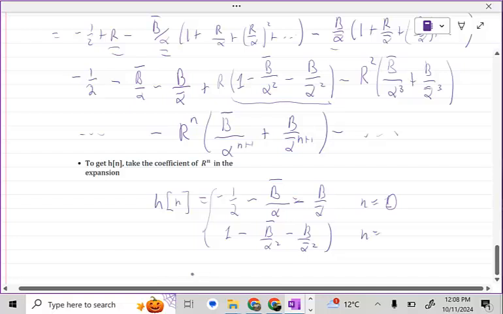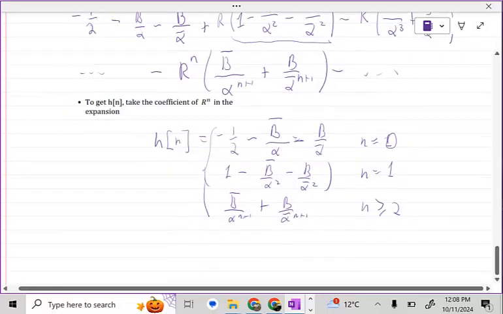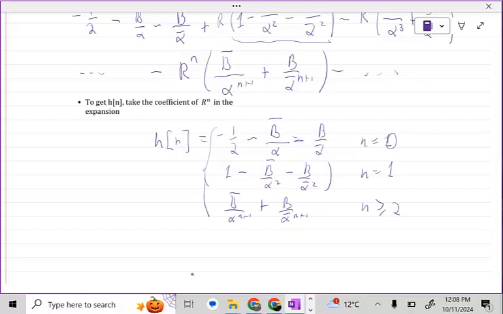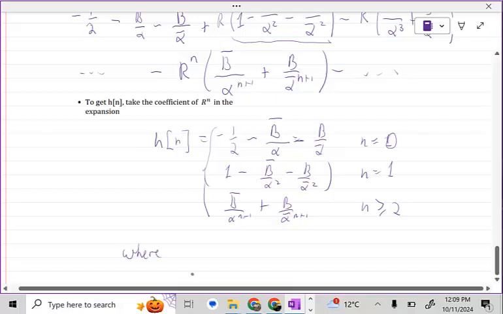N equal 1. Okay, and then I have to extend this down, and then this is going to be plus b over alpha bar n plus 1. And this is for n greater than or equal to 2. Okay, and if you're going to do a solution like this, which you can, this is a good way to do it, because if you program this on the computer, this is how you would do it. You would use these variables to hold complicated expressions. So this is actually a good way to do it.